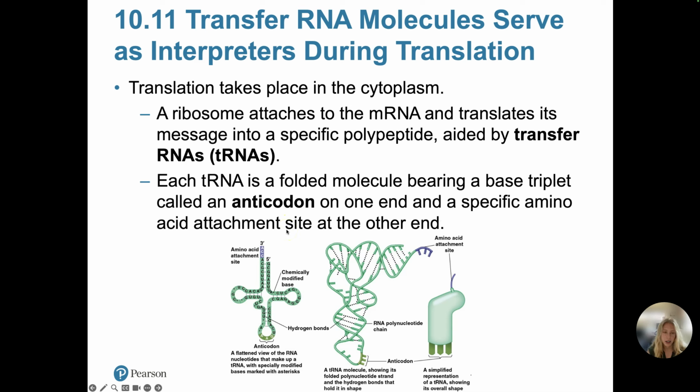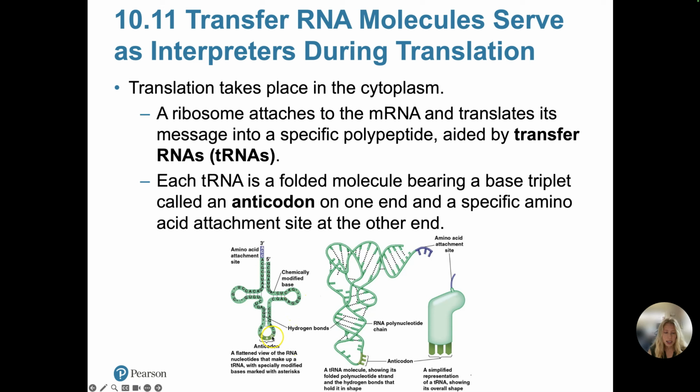Down here are 3 different drawing representations of a tRNA. The anticodon is down here in this image, here in this image, and then down here. And then the amino acid attachment site is shown here in purple. Transfer RNAs have these chemically modified bases represented by asterisks. We don't quite know what they do, but we know they're important because the transfer RNAs don't function without them.